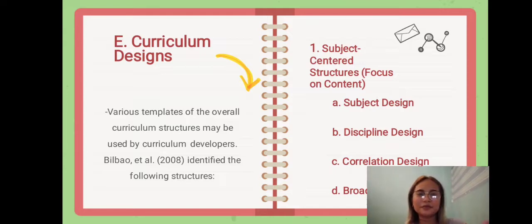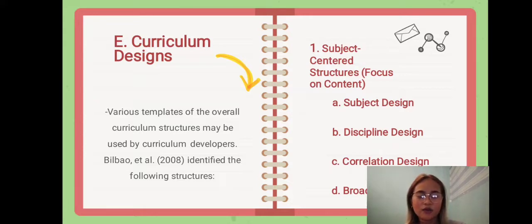Letter B, discipline design. The curriculum is based on mastering broader disciplines rather than particular subjects. This curricular design is often used in the tertiary level. For example, mastering algebra in the previous curriculum. Letter C, correlation design. The curriculum is based on the integrated learning of various subjects to reduce fragmentation. Yet, the subjects maintain their unique identity. For example, teaching math and correlating it with EPP.